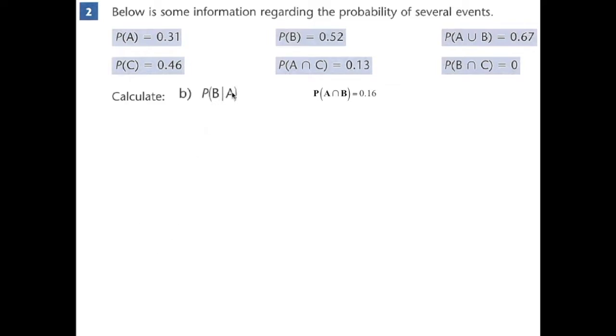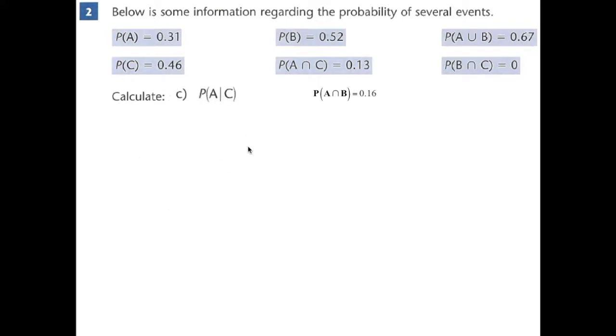2B, the probability of B given A. Remember, the probability of A intersection B we figured out in section A is 0.16. The probability of B given A is the probability of A intersection B divided by the probability of A. Well, we know the probability of A intersection B is 0.16, and the probability of A is 0.31. So we just divide them, and that gives us 0.516129 approximately. It goes on forever. I'm going to convert that to a percent by multiplying by 100. We have 51.6129%, and that's 2B.